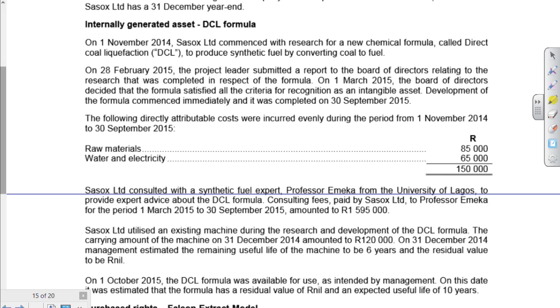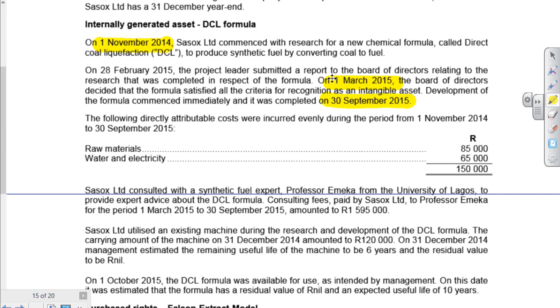And then on 28 February, the project leader submitted a report, and he was happy that the criteria was met on the 1st of March. So this is the date of development. Development date, 1 March. Let me rather use the highlighter. This is research. This is development. The formula was ready for use. There's my 3 dates. Following direct attributable costs were incurred evenly from the period 1 November to 31 December.